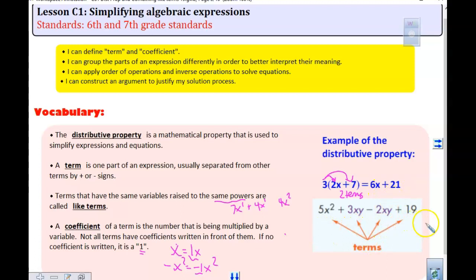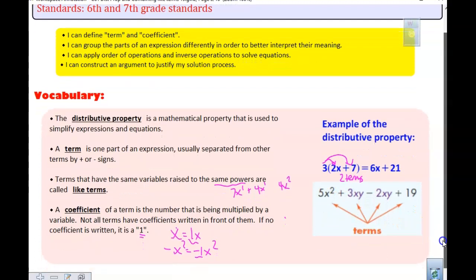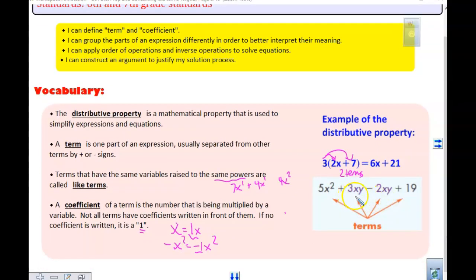Here we are looking at terms. We have 5x squared, a plus 3xy, and we have plus 19. We have 4 terms. 1, 2, 3, 4. 2 of them are like terms. These 2 are considered to be our like terms because they both have an xy to the same power. So as we are taking a look at our problems, it's really important that you're understanding those.